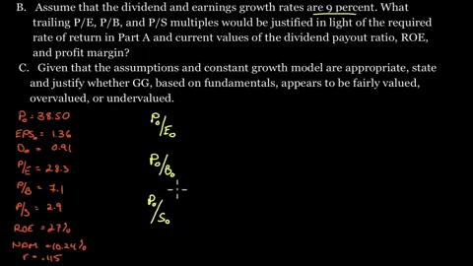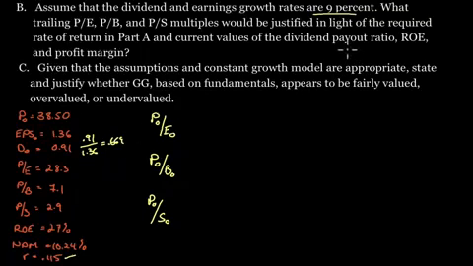There's what we need. It's asking us what trailing multiples would be justified in light of the required rate of return in Part A and current values of the dividend payout ratio. Well, what's a dividend payout ratio? It's dividends over earnings per share. So what is this? This will be 0.91 over 1.36. This will be 0.669.